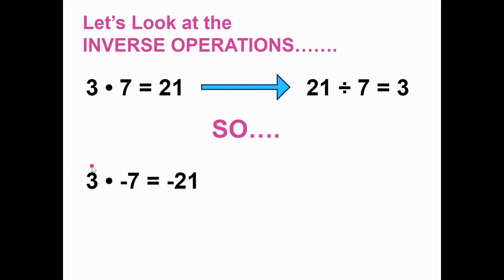Let's now look at this math fact. 3 times a negative 7 we know is going to be a negative 21. A positive times a negative is equal to a negative. So let's change that math fact into division, and we end up with negative 21 divided by negative 7 is equal to a positive 3. A negative divided by a negative is equal to a positive.